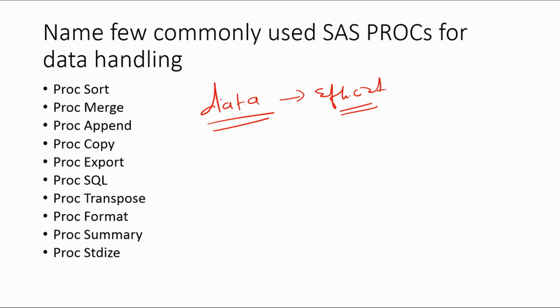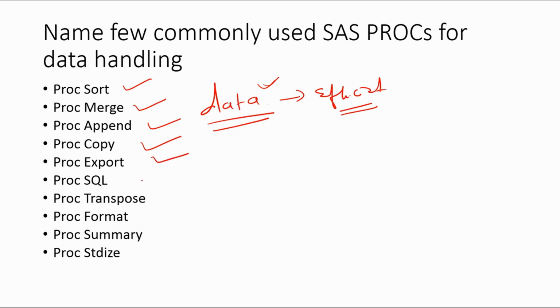If you want to sort the data using a data step, it's going to take a lot of effort. But you have the SAS proc called proc sort. You can use that for sorting your data. You can merge your data using proc merge. You can append using proc append. You can copy one data set from one folder to the other using proc copy. You can export data to an external file, it could be a spreadsheet file, Excel file, or an Access file, using proc export.